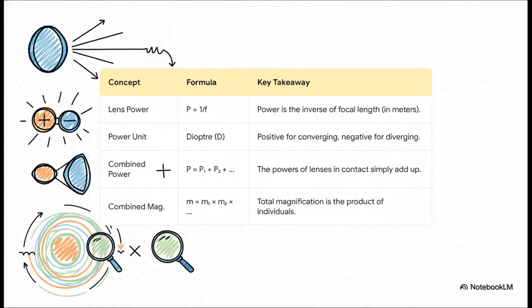Second, our unit is the diopter, positive for converging lenses, negative for diverging ones. Third, and this is the really elegant part, the total power of lenses in contact is just a simple sum. You add them up. And finally, for magnification, you don't add, you multiply. With just these 4 rules in your toolkit, you can understand the basics of almost any optical instrument out there.